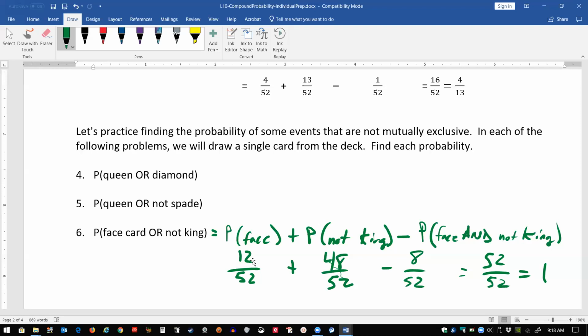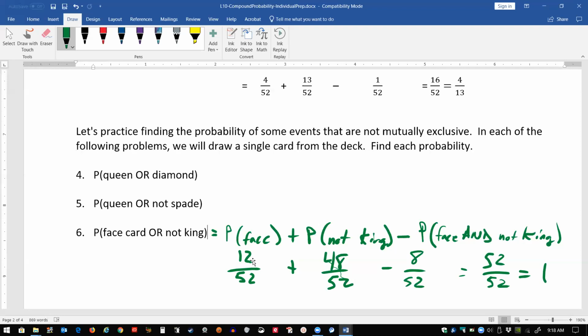Go back to the original problem. Does that make sense? Do we really have a 100% chance of drawing a card that is a face card or not a king? Well, if you think about it, isn't every single card in that deck qualifying in one of those categories, right? Either the card is going to be a face card or the card is not going to be a king, because the not king category includes every card that is not a face card.